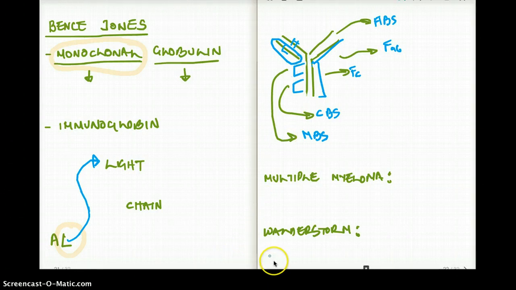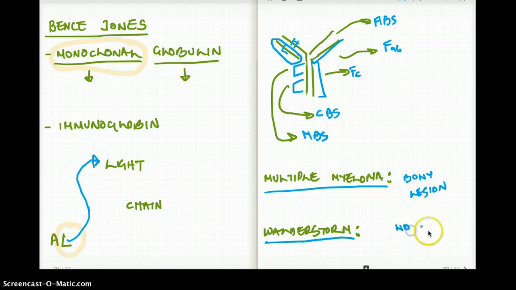We see them often in multiple myeloma, right? We see lots of multiple myeloma. Bence-Jones proteins are a monoclonal spike. We see that monoclonal spike due to the immunoglobulin light chain. We also see it in Waldenström, right? How do we differentiate between multiple myeloma and Waldenström when both of them are making the same kind of immunoglobulin light chain? Remember that in multiple myeloma, we're going to have bony lesions, right? We're not going to have bone lesions in Waldenström, so no bone lesions.